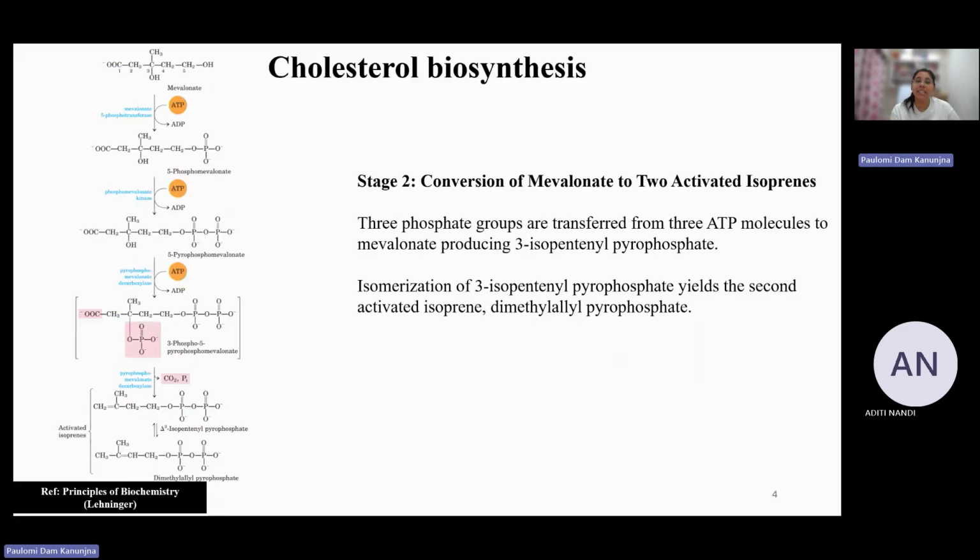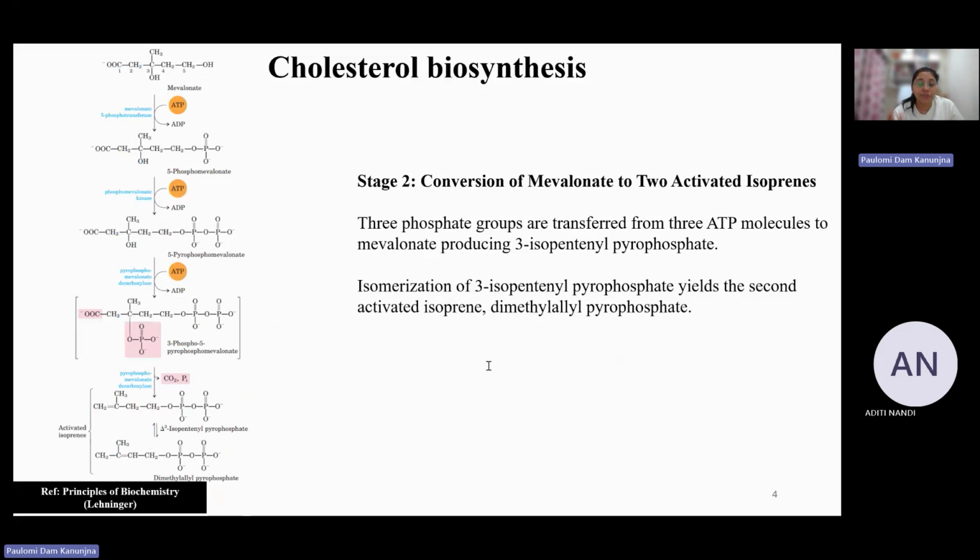Now let's go to the second stage, which is basically converting the mevalonic acid to isoprene, but activated isoprene. We'll see what that means. Okay, right. So in the next step, as you can see, the mevalonate has transfer of phosphate group from ATP. So you have mevalonate, and on this, subsequently, you have 3 ATPs giving their phosphate group to ultimately form, when we see the end result, the isopentenyl pyrophosphate or the dimethylallyl pyrophosphate.